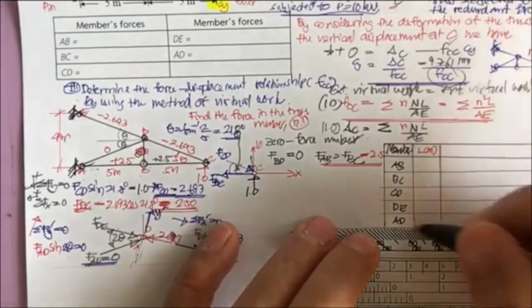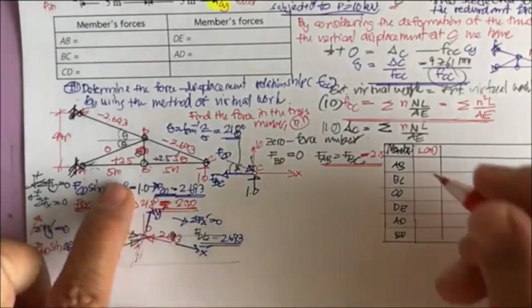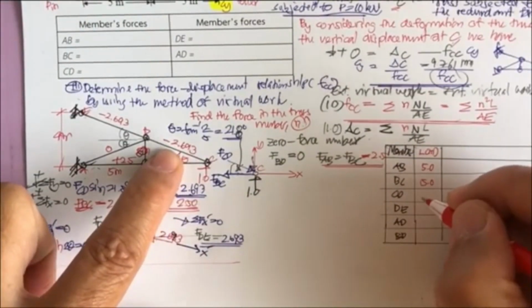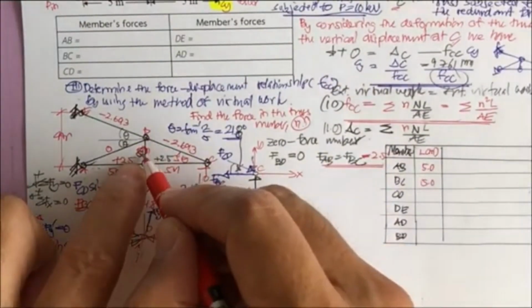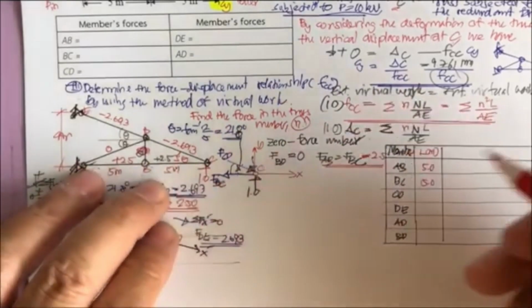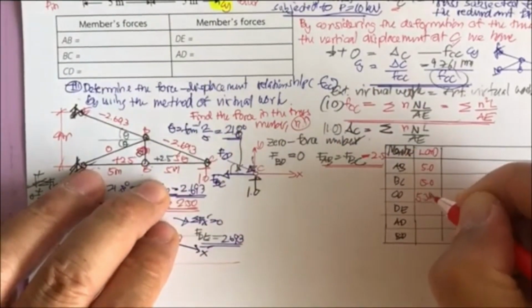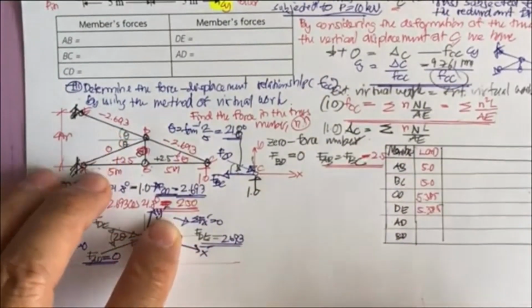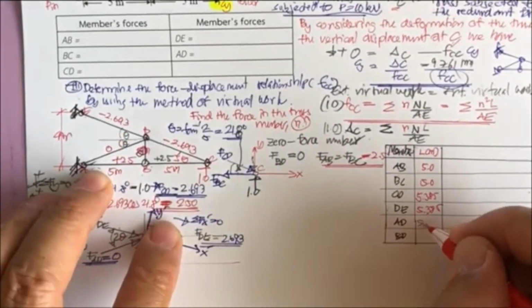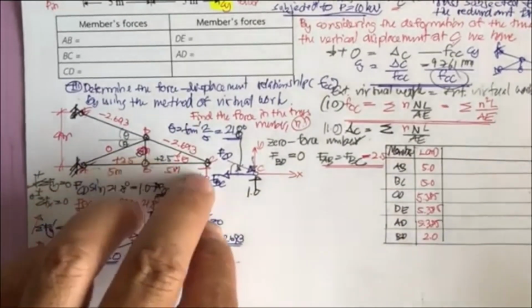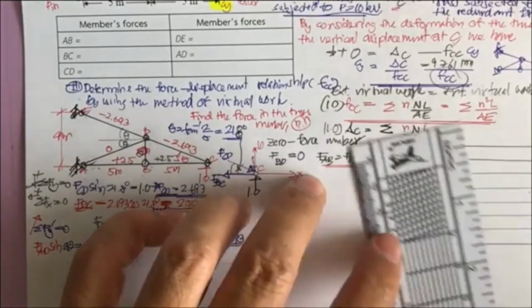Okay, this is 5 meter. This is 5 meter. And this is 2 square plus 5 square, and square root of that is going to be 5.385. And this is 5.385. And this one 2.0. Okay? And the n.